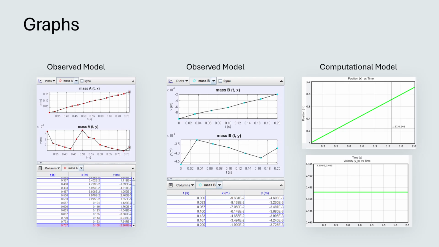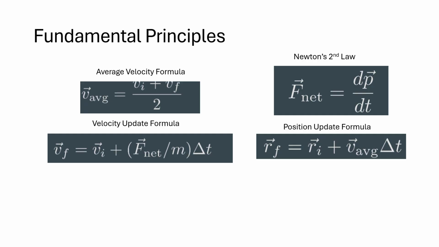Here are the graphs. The first two graphs are the observed model of the marker rolling across the table. The computational model is on the far right and shows the predicted course of the marker rolling across the table.